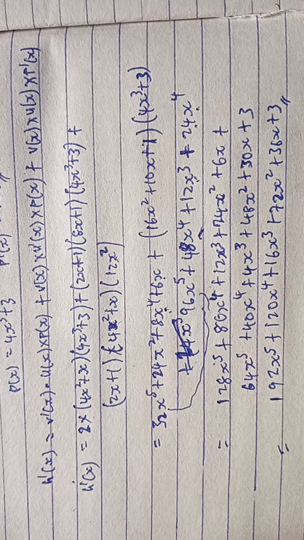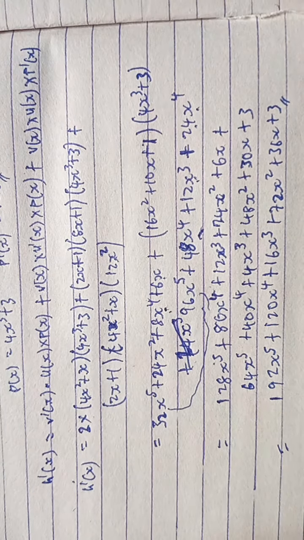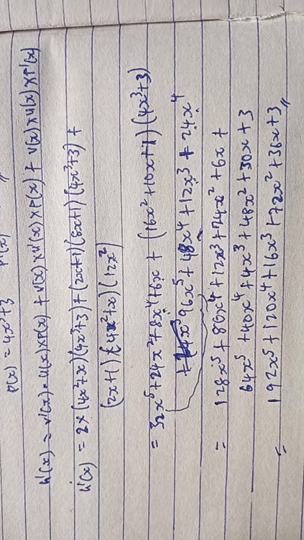So we move on to the next rule. The next rule is the chain rule. We are done with the product rule. So we now go to the chain rule.